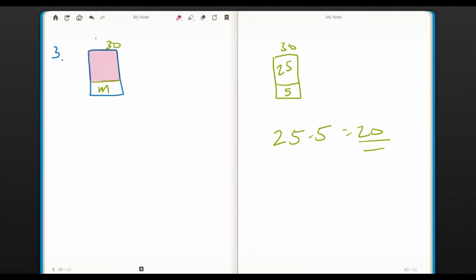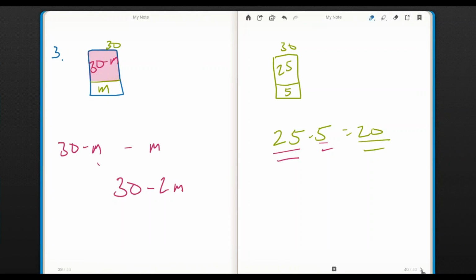So going back to this one, if the whole thing is 30 and this part is m, then I know that this part could be called 30 minus m. And how many more is up there? Well, it's 30 minus m, that top part, minus m. That's what we did here: 25 minus 5, 30 minus m, minus m. And so if you have 30 and you take away m and you take away m again, what you have is 30 minus 2m. And that's where they're getting the answer, number 3. The wording takes some thought.